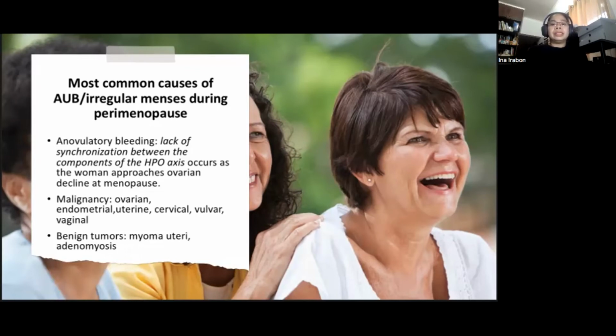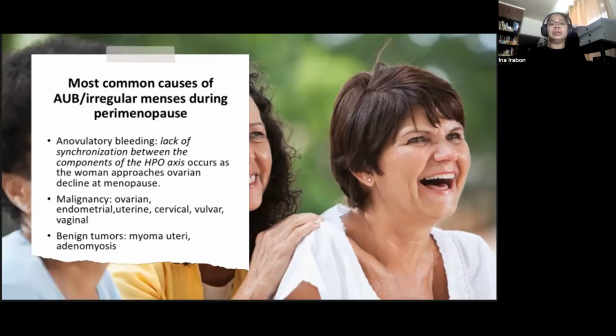And the next will be malignancy, of course. The rule of thumb here, if a perimenopausal patient comes to us complaining of irregular bleeding or AUB, we always have to rule out malignancy first. And there are so many types of malignancy under this category. It could be ovarian malignancy, endometrial cancer, uterine cancer, cervical cancer, vulvar cancer, or vaginal cancer.